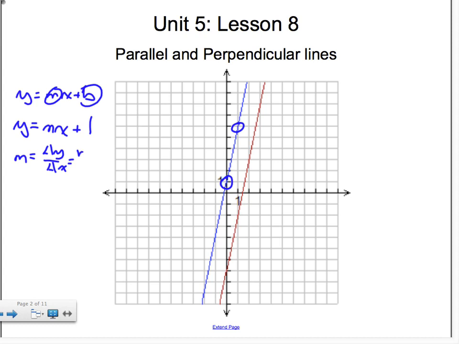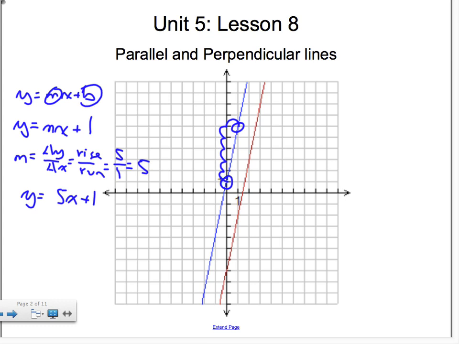In other words, what's our rise on this? Tyler? 5? 1, 2, 3, 4, 5. Yep. And what's our run? 1. So our slope is just really 5. So we have y is equal to 5x plus 1. Okay, so that's how we come up with the equation for the blue one.